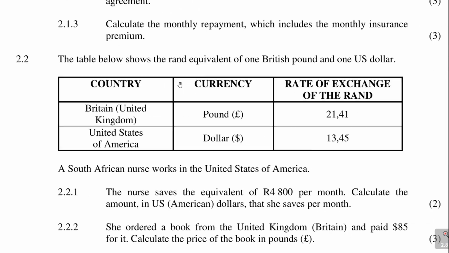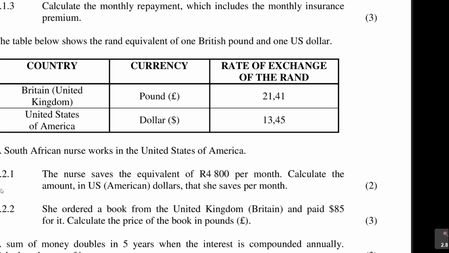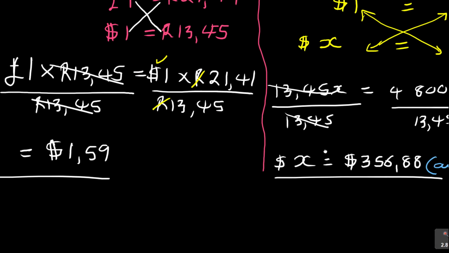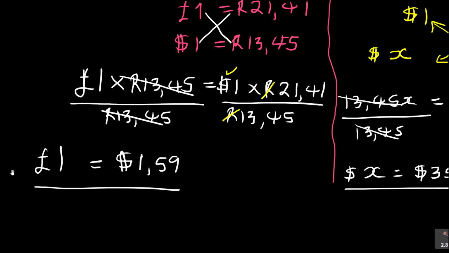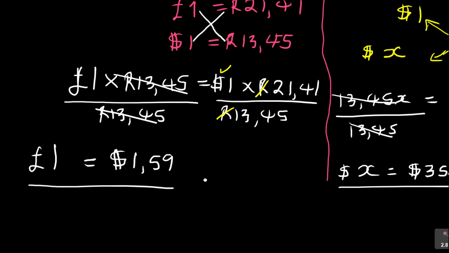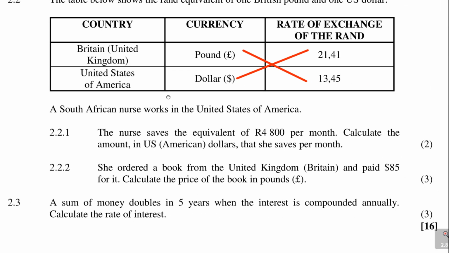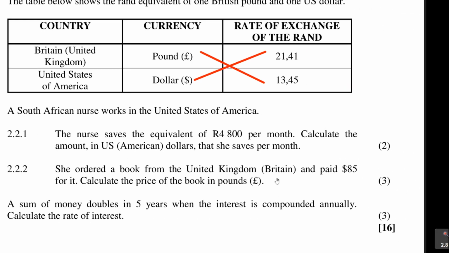All of a sudden, through these 2 rates, when they give it like this, you just cross multiply. You take this, multiply with that, and you take this, multiply with that. Whatever you get will be a relationship between the dollar and the pound. It means 1 pound is 1.59 US dollars, which makes sense because the pound is stronger than the dollar. Then they say she ordered a book from the United Kingdom and paid $85 for it.